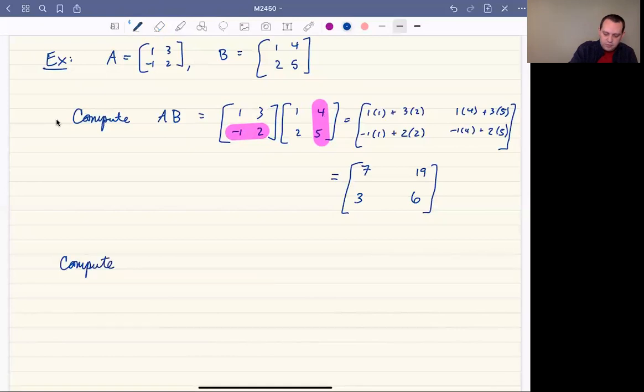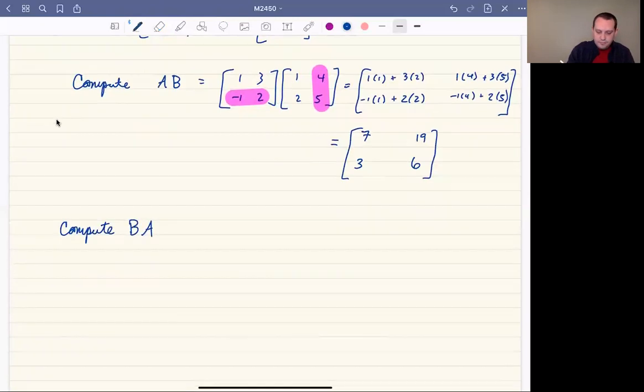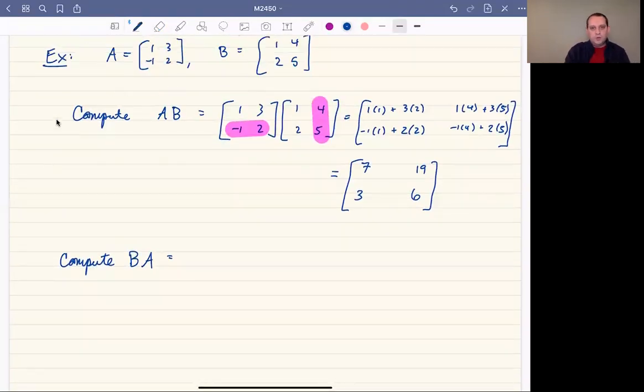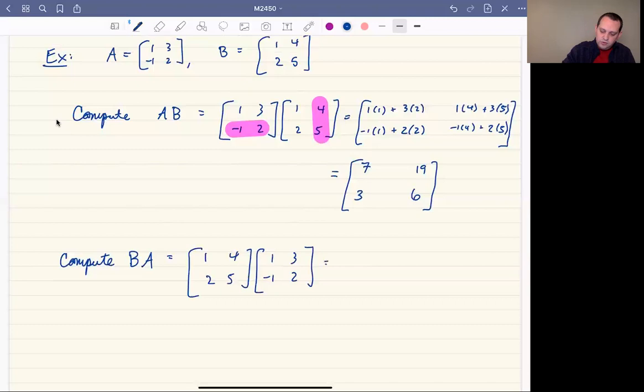Let's do this one more time, but now let's compute B times A. And so what I'm going to do is we're just going to swap the role of A and B. So B is the matrix 1, 4, 2, 5. A is 1, 3, negative 1, 2. So we're going to use the rows of B and the columns of A. And we'll do the same process.